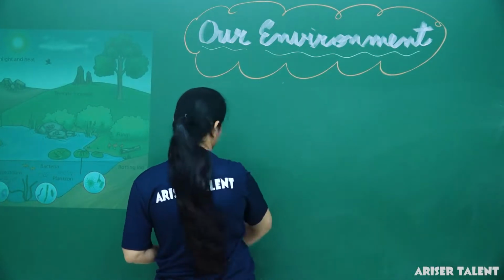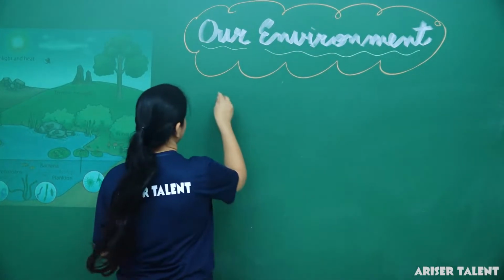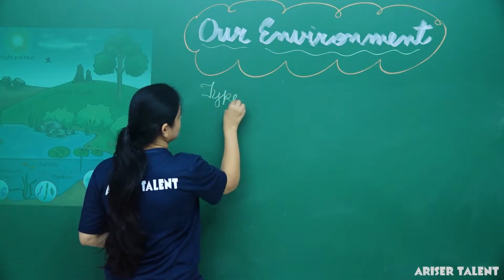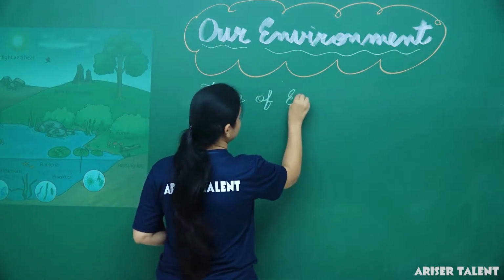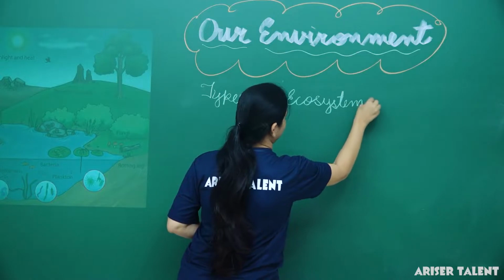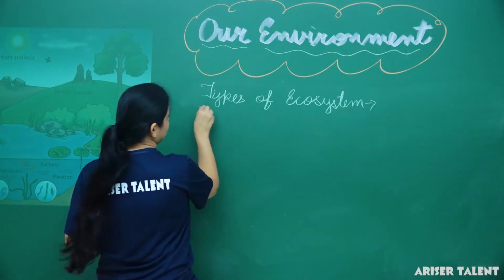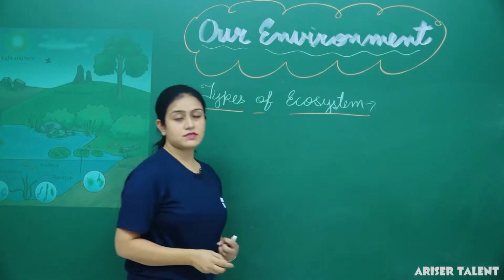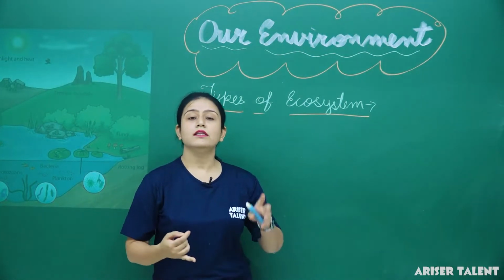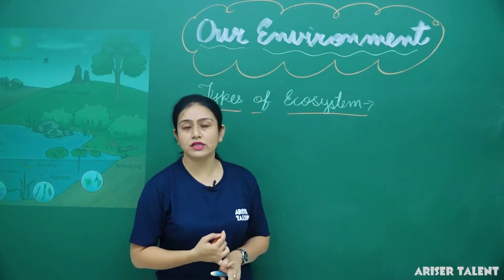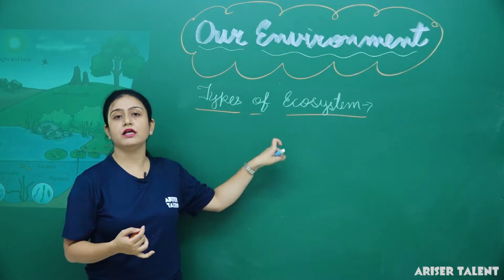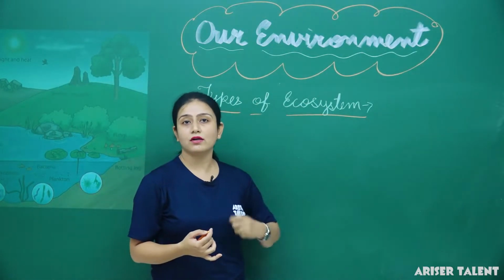Next is types of ecosystem. Generally, these ecosystems are of different types. Sometimes they are based on the nature, they are based on the duration, and they are based on the size. So we can say that on the basis of the nature, duration, and size, the ecosystem are of three types.